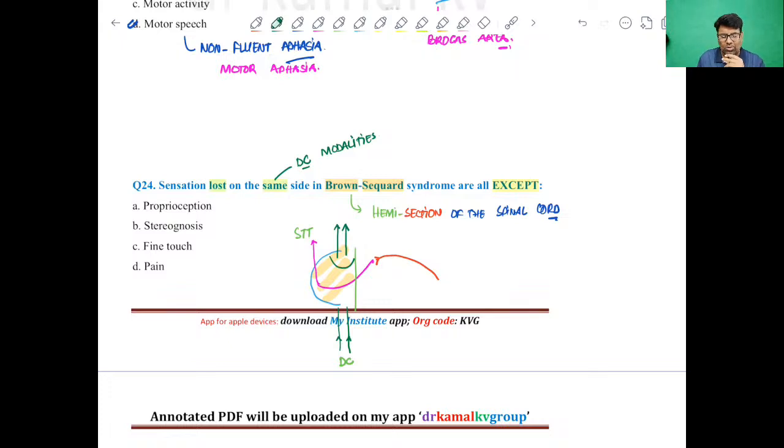Fine. And we know that dorsal column modalities are proprioception, stereognosis, fine touch, vibration, and 2-point discrimination, and pain is carried by the lateral spinothalamic tract, which has crossed over at the level of spinal cord, so the sensation will be lost on the other side. So suppose there is a right-sided hemisection of spinal cord, all dorsal column modalities will be lost on the right side, but pain and temperature will be lost on the left side because of this beautiful concept of decussation of the spinothalamic tract which occurs at the level of spinal cord itself.